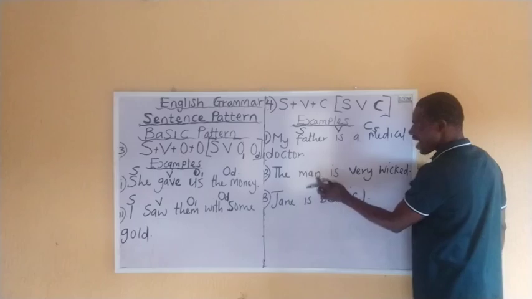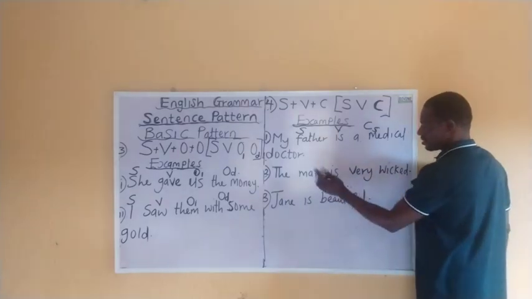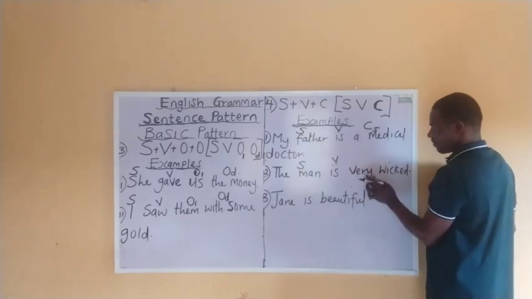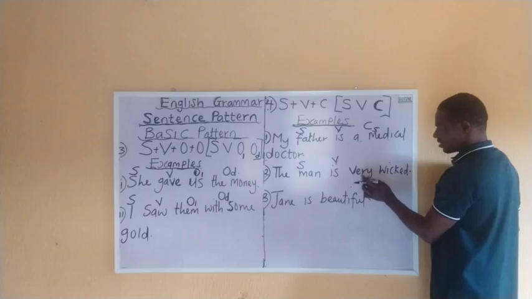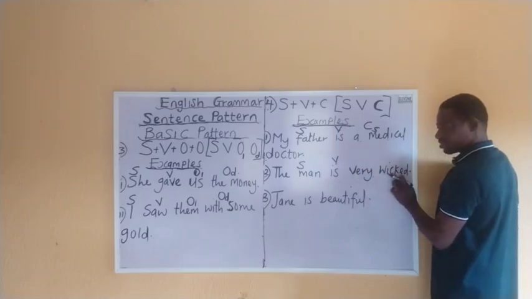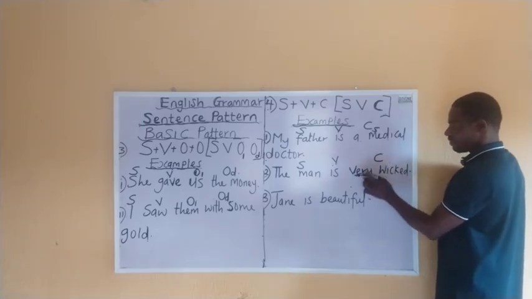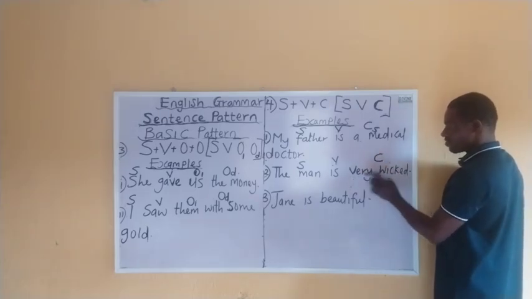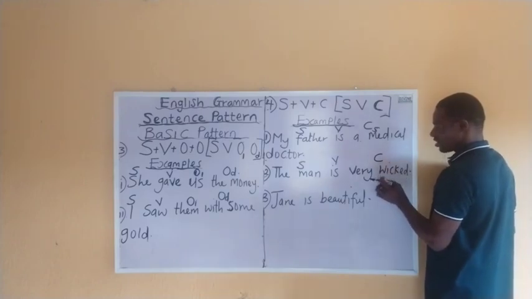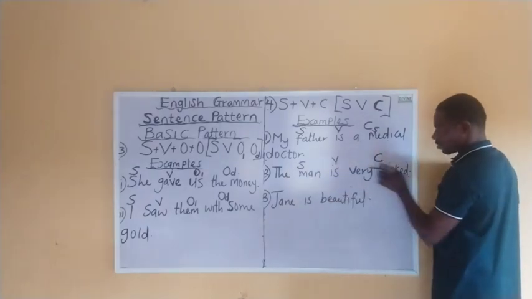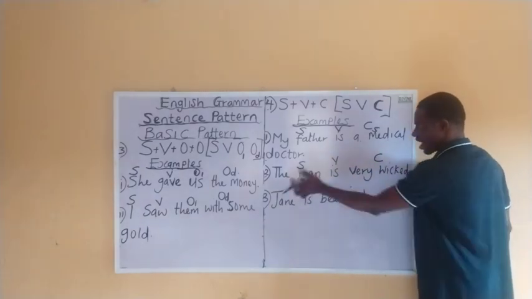2, the man is very wicked. The man is the subject, is the verb, very wicked. This is a modifier that modifies the adjective wicked. So this is a case of an adjective acting as a complement. Very wicked. So the question is, who is wicked? The man. Who is the man? Very wicked. So there's a relationship between very wicked and the man.